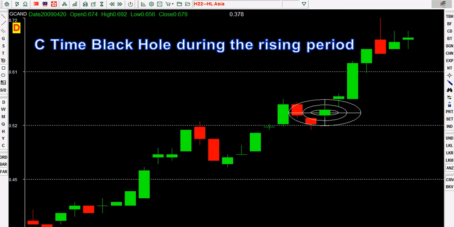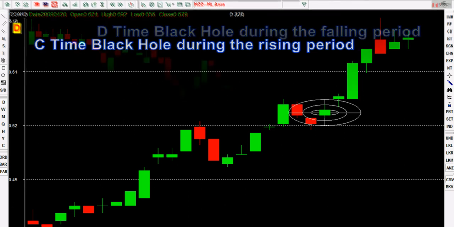If you see the candlestick upward break out the time black hole, what does that mean? You should know the price will continue to go up. Okay, then see the next one.